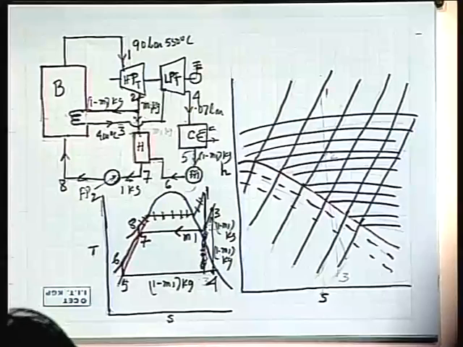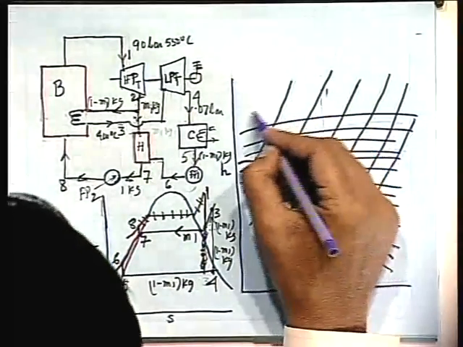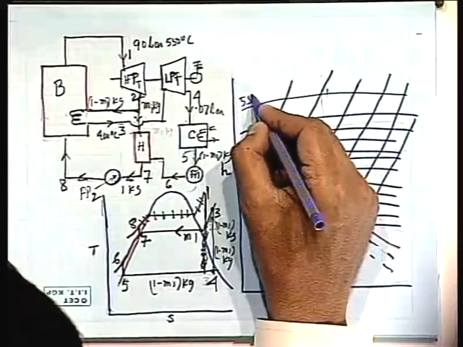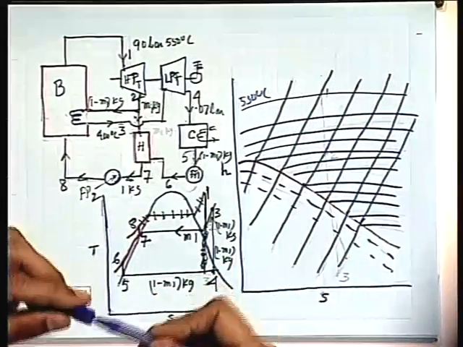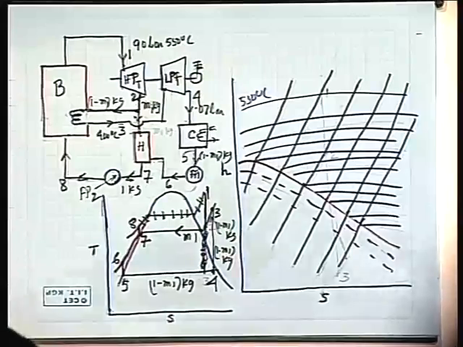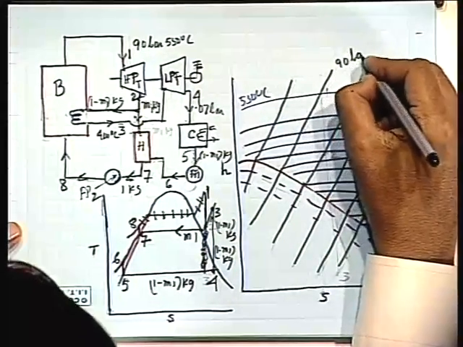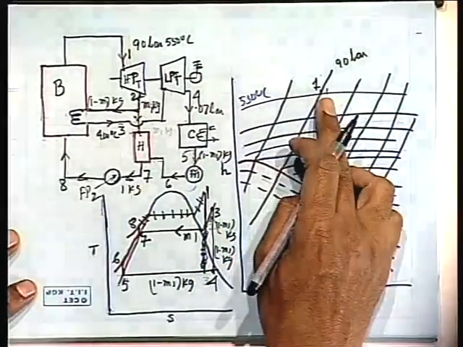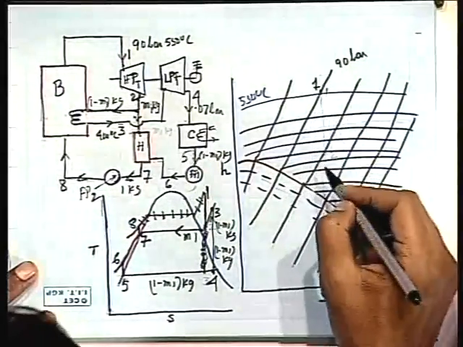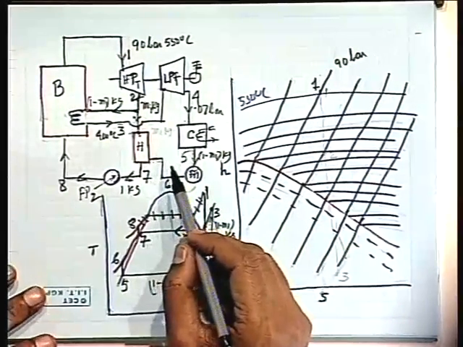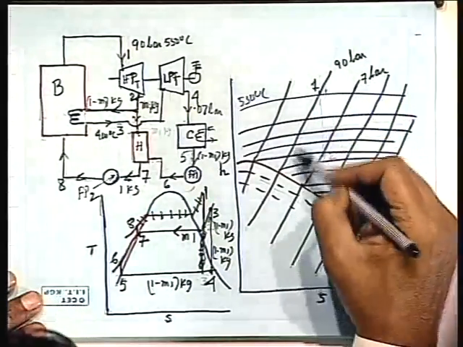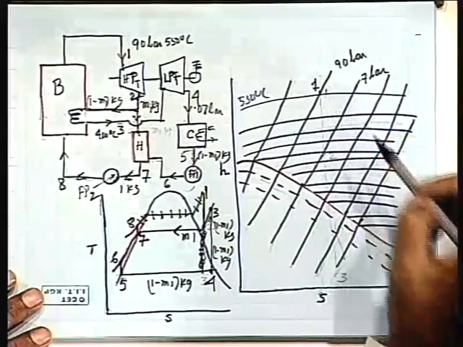Now first you select this point 1. Let us consider this temperature is 550 degrees Celsius and this pressure is 90 bar. That means I find out the intersection point. That is the only thing in the HS diagram. Then what do I do? I just go on expanding it up to the intermediate pressure, 7 bar. Don't mind, this is not to scale, so 90 bar to 7 bar.